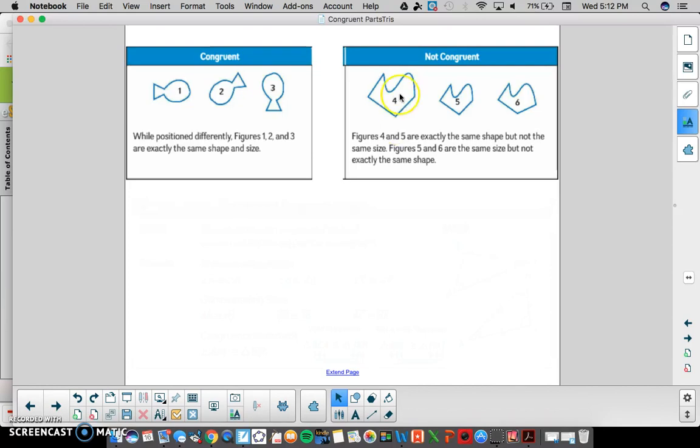In these figures, 4 and 5 have the same shape, but they're not the same size. We would say that these would be similar figures. 5 and 6 and 4 and 6 aren't even quite the same shape, but they are about the same size for 5 and 6. So we wouldn't say that those are congruent figures. All of their dimensions would not be the same.